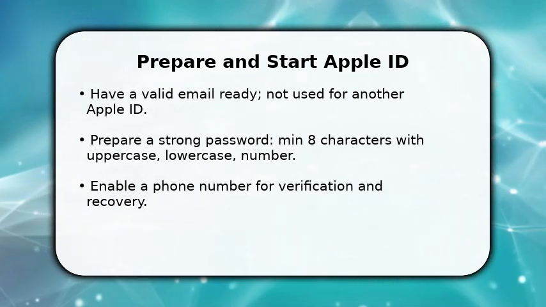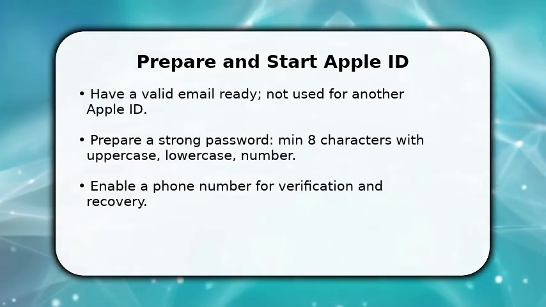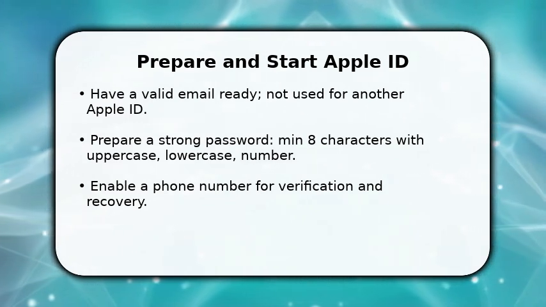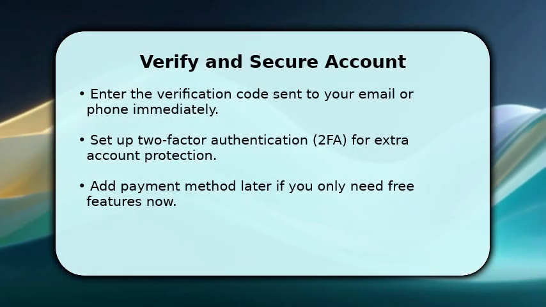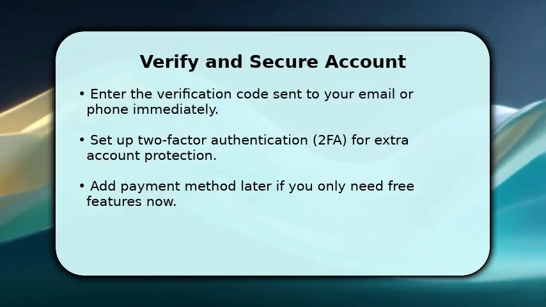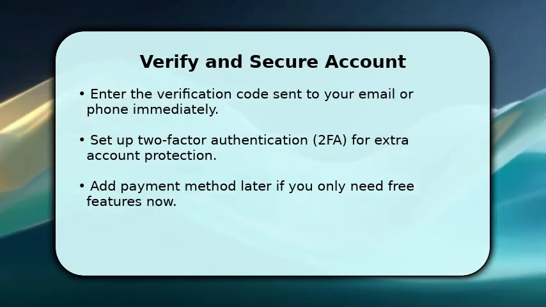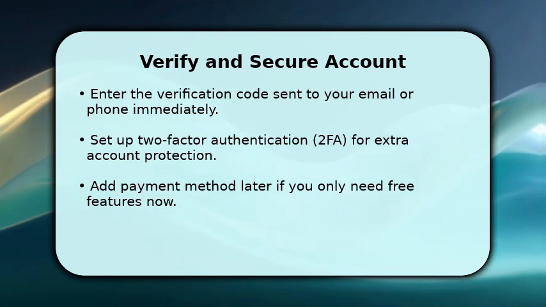Once done, add your name and birthday exactly. Make sure the contact phone number is one you can receive SMS on for verification codes. After creating credentials, you'll verify ownership. Check your email and phone for codes, then input them when prompted.